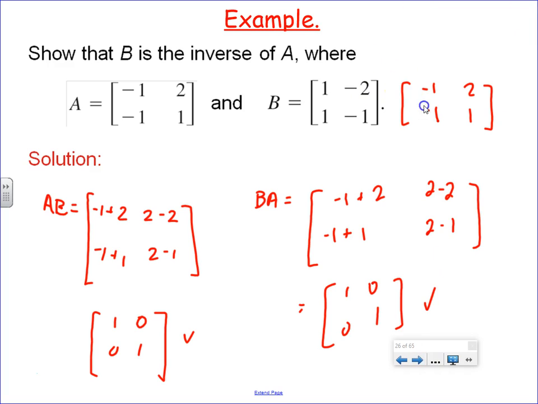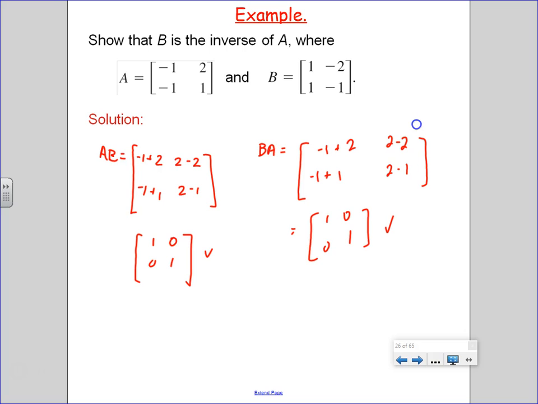I wrote B next to A because remember we have to go across the B, down the A for the B times A side. For the A times B side, it was already set up, going across the A and down the B. So, what's our conclusion? Yep. B is A inverse. Yeah?